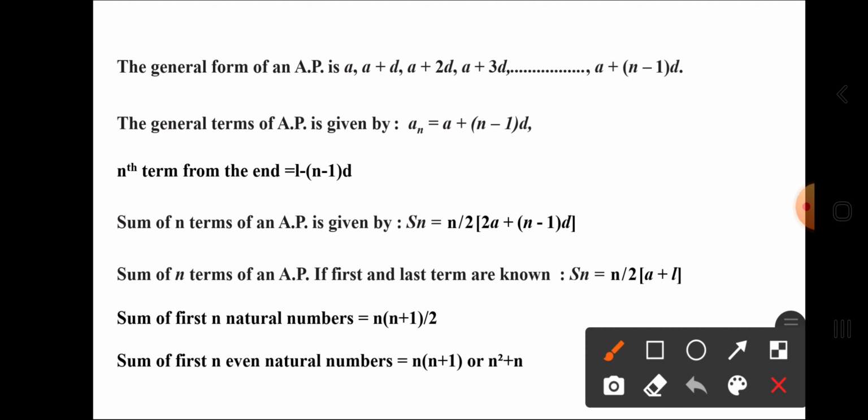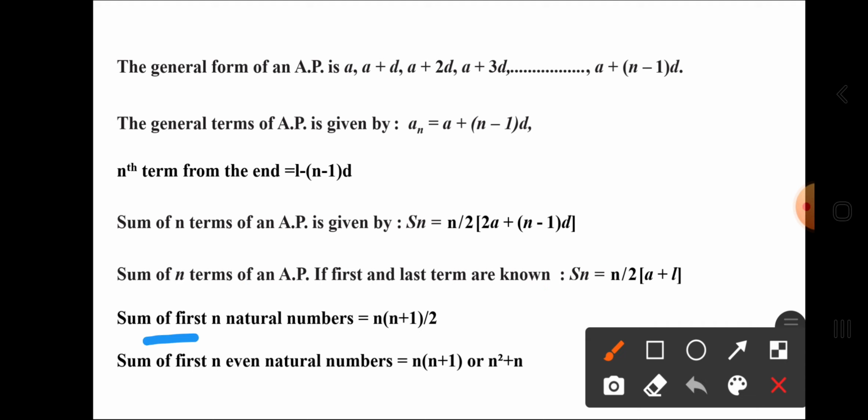The next formula is the sum of the first n terms of an AP, which is given by Sn is equal to n by 2 into bracket of 2a plus (n minus 1) into d. The next formula, the sum of n terms of an AP if the first and the last terms are known, is Sn is equal to n by 2 into bracket of a plus l.